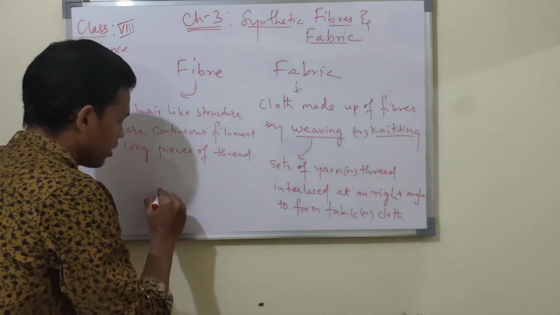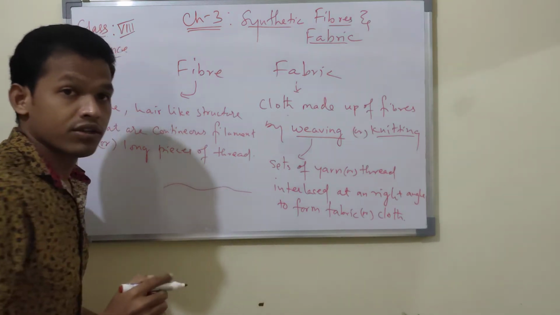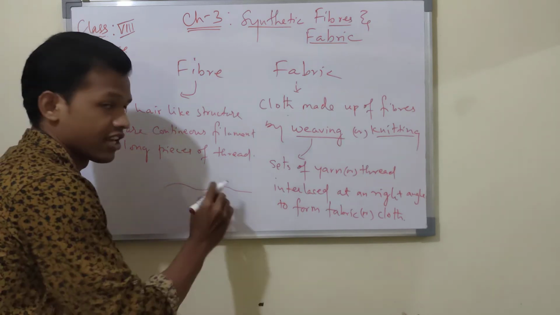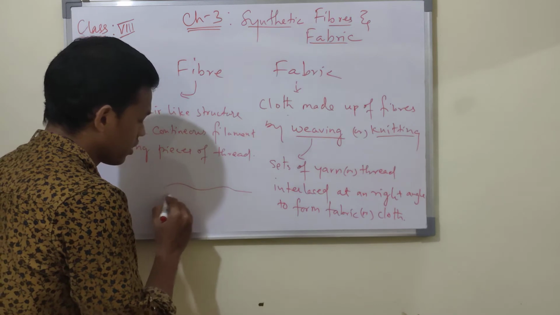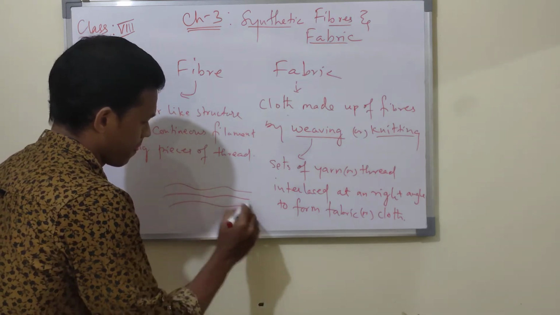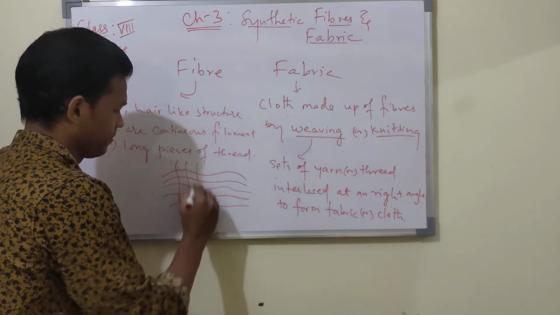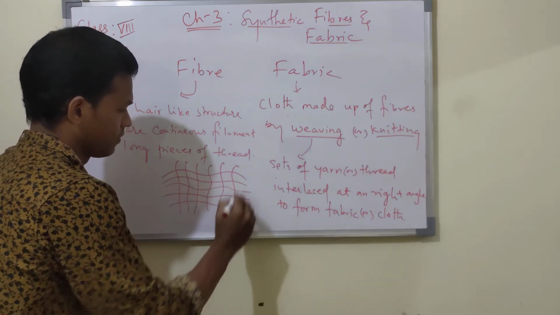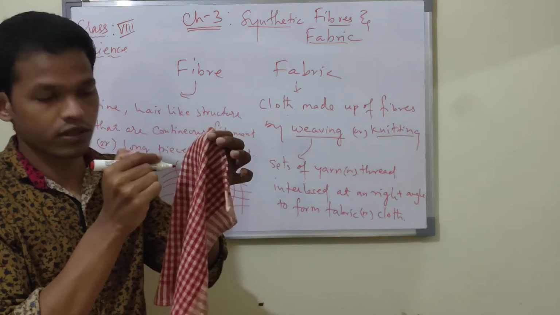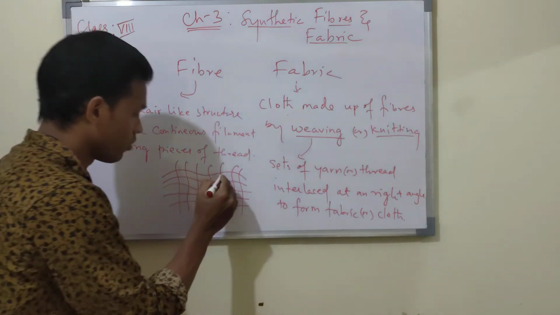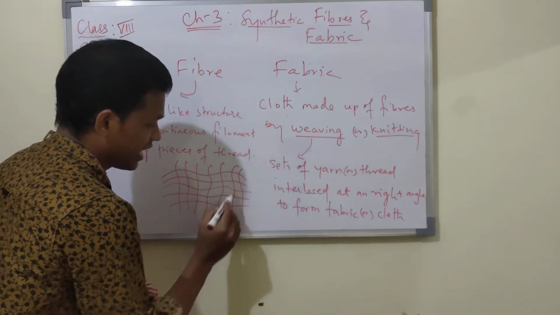It will look like this. So you find a long hair-like structure, or you can say thread-like structure. So we'll find a fabric. If you see closely, you'll find some holes. Some holes you'll find, these holes. So what happened? Sets of yarn.